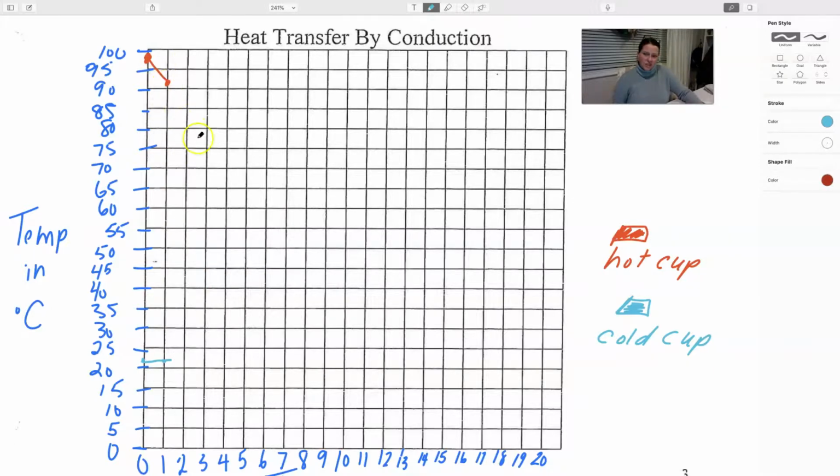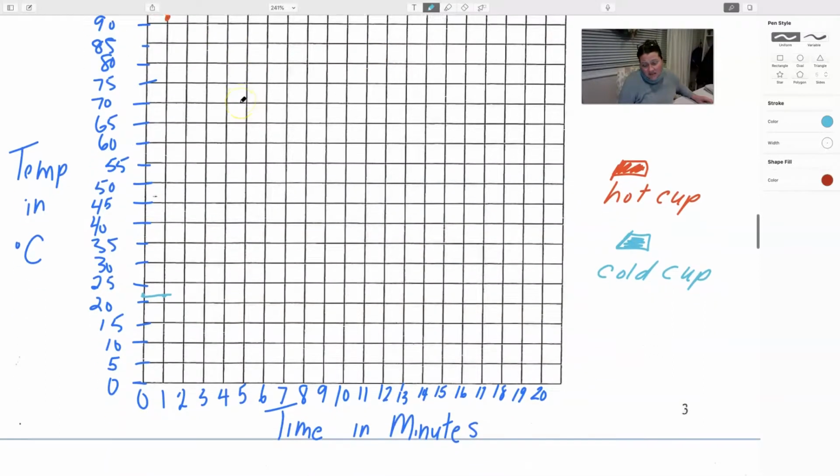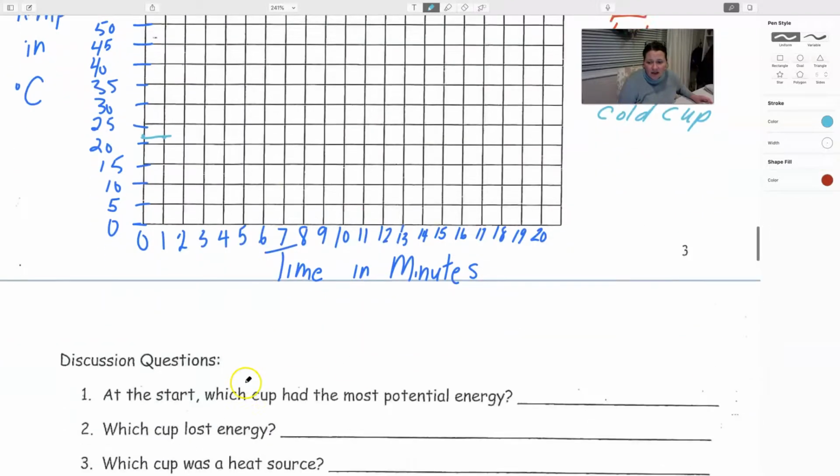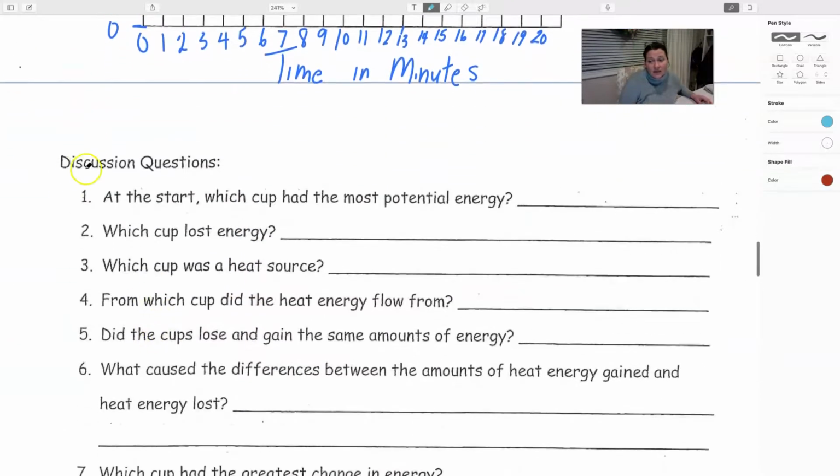So again, you're going to see a general decrease in your hot cup. You're going to see a slow increase in your cold cup, and you'll have your plotted graph. Once you're done with your plotted graph, at this point I would probably pause the video, but the video is not going to be too much longer, so you really don't have to. Once you're done with your plotted graph, your job is to answer the discussion questions. You'll see on your final page of your lab very straightforward discussion questions.